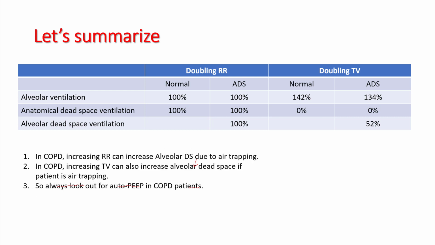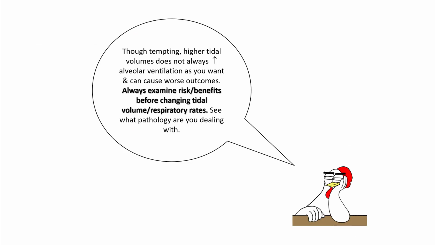In COPD patients, increasing the respiratory rate can increase alveolar dead space due to air trapping. Similarly, increasing tidal volume can also increase the alveolar dead space in these patients. So always look out for auto PEEP in COPD patients when you are increasing the rates or tidal volumes. Though tempting, higher tidal volumes do not always increase the alveolar ventilation as you want and can cause worse outcomes, especially in ARDS. So always look at the risk and benefit before changing tidal volumes or the respiratory rates. Understand what pathology you are dealing with.